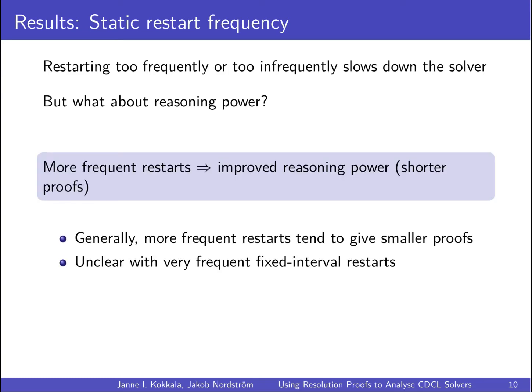So it seems that for most reasonable restart frequencies, more frequent restarts do give shorter proofs, which means that the reasoning power of the solver is actually improved by restarting more frequently. However, if we go to very, very frequent restarts, such as restarting after every conflict, then the results are more unclear. Even if we don't care about time, restarting at every conflict would not be the best possible performing solver in terms of reasoning power.